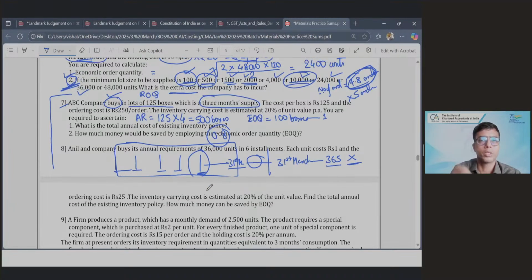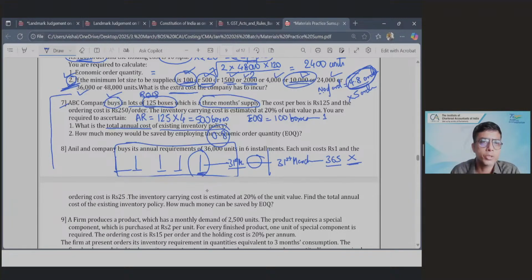Now, the question is simple. Once you have solved EOQ, what are they asking? Find out the total annual cost of existing inventory policy. Students, let me tell you, your solving will not go outside the format and the formula that we have discussed. But what is important is you understand the language. They are asking what is the total annual cost of existing inventory policy. What is your existing inventory policy? Placing order of 125 boxes.